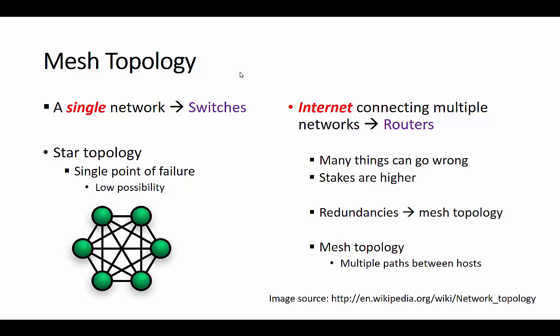And here is a diagram of mesh topology, and as you can see, in between the two hosts, you can have more than one possible connection. Therefore, even if one of the connections fails, you still have a way to get to the host you want to reach.